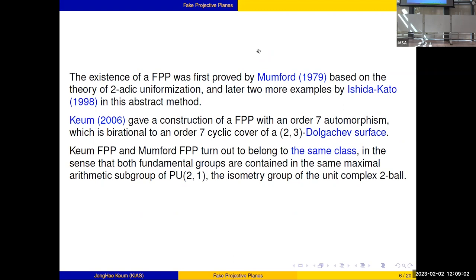And I gave a construction of a fake projective plane with an order 7 automorphism, which is birational to an order 7 cyclic cover of a Dolgachev surface. This is an elliptic surface with two multiple fibers of multiplicity 2 and 3. And it turns out that my surface and Mumford's surface belong to the same class in the sense that both fundamental groups are contained in the same maximal arithmetic subgroup of PU(2,1), the isometry group of the two-ball.